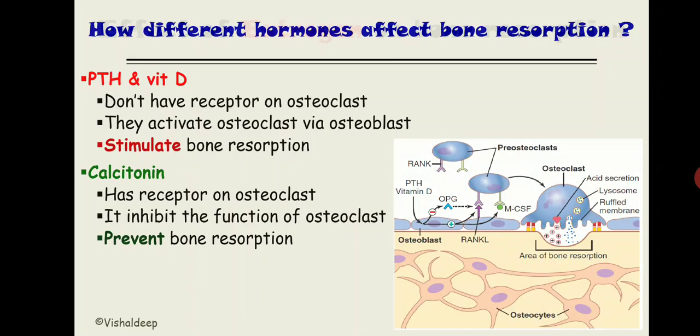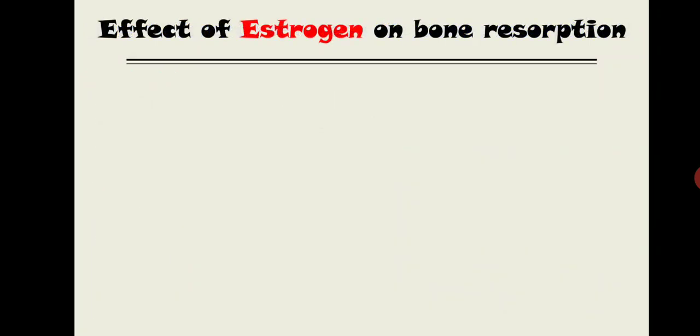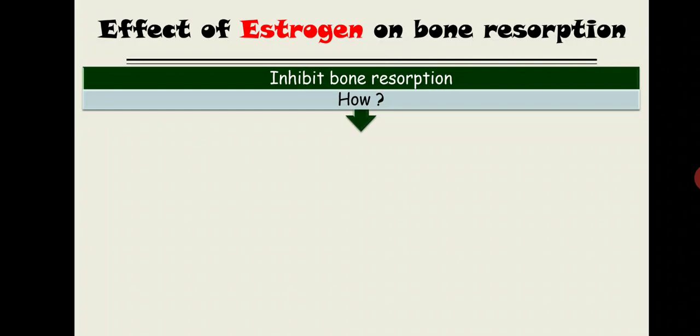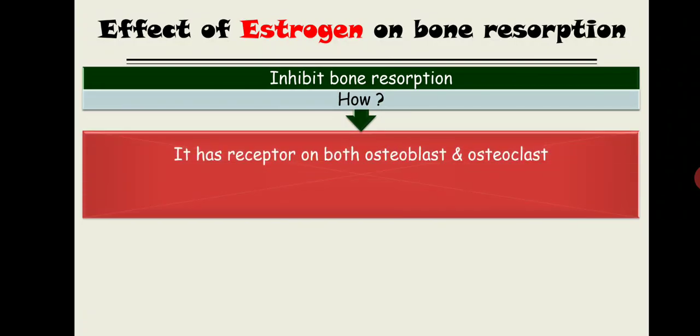and calcitonin. Now here is the interesting thing: the effect of estrogen on bone resorption. Many examiners are very much interested in the effect of estrogen on bone resorption, so I made a separate slide on it. From the previous slide you might remember that estrogen is going to inhibit bone resorption. How will it inhibit bone resorption? Let's discuss that. Estrogen has receptors on both the osteoblast and the osteoclast, so it inhibits bone resorption and it inhibits the release of calcium from the bone.